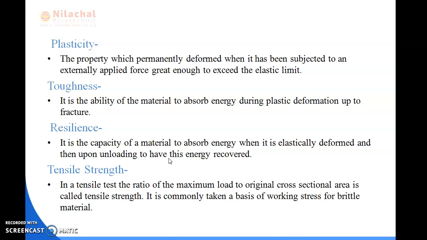Next is tensile strength. In simple words, any kind of pull stress is called tensile stress. When we pull any kind of material, the stress applied to that material is called tensile strength. So, it is also a mechanical property of a material. In a tensile test, the ratio of the maximum load to the original cross-sectional area is called tensile strength. It is commonly taken as a basis of working stress for brittle material. The ultimate tensile strength refers to the force needed to fracture the material. The tensile strength value is commonly taken as a basis for fixing the working stress, especially in brittle material.